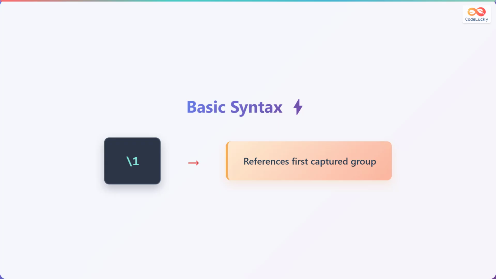The basic syntax for using backreferences is quite straightforward. You use a backslash followed by a number, such as \1, \2, and so on. \1 refers to the first captured group, \2 refers to the second, and so on. This allows you to recall and reuse the content matched by those groups later in your pattern.